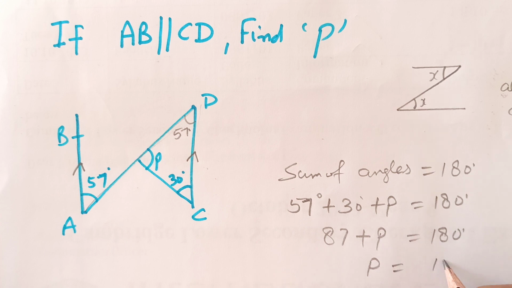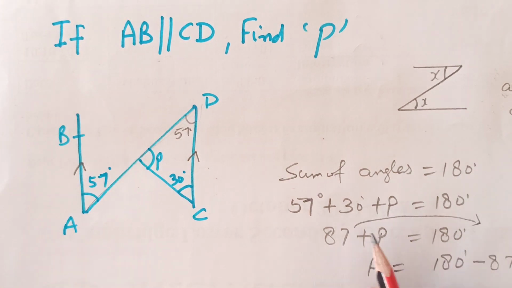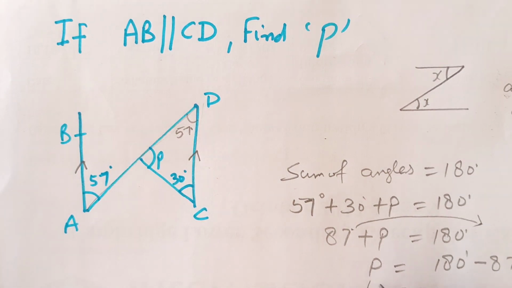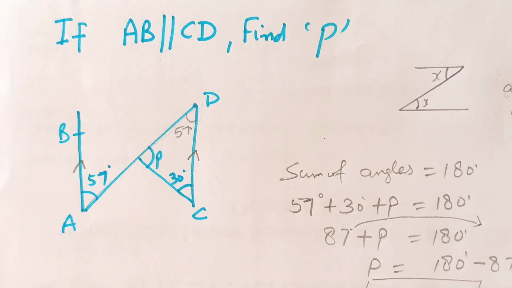So P is going to be 180 minus 87. Shift this 87 to the other side. So 180 minus 87, I have calculated this, it's 93 degrees. So the value of P is going to be 93, right?